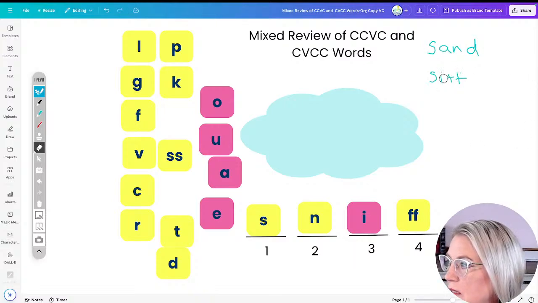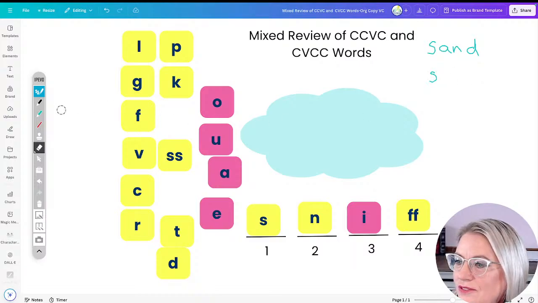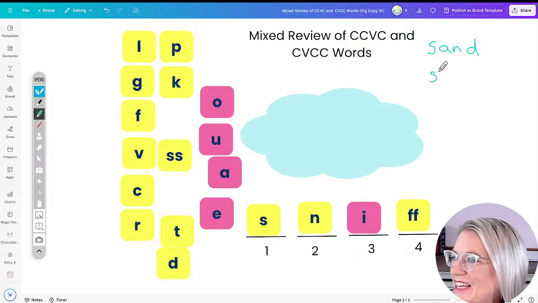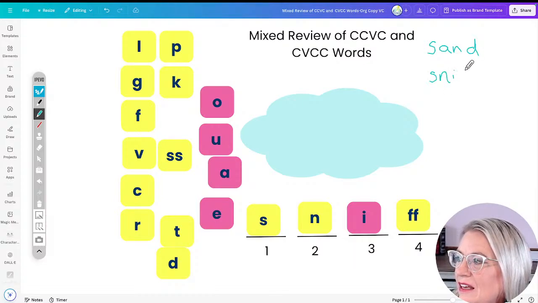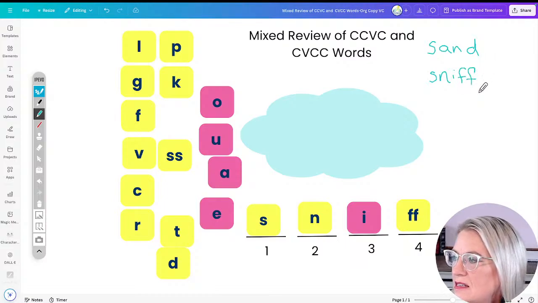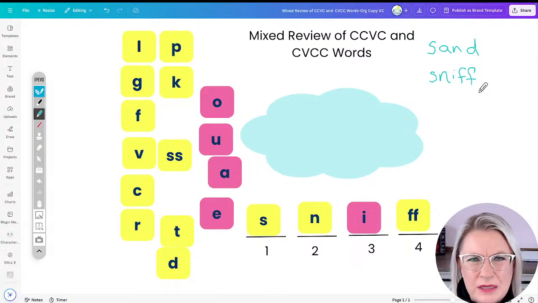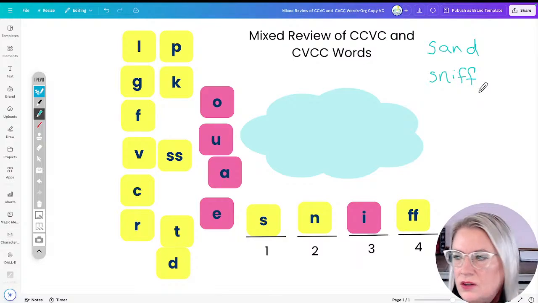So let's clean this up a little bit. And how that's really supposed to go is like this. S, n, i, f. And we're going to need to remember to double that f there at the end. Sniff. I hope that makes sense why we're saying each sound as we write the letters.